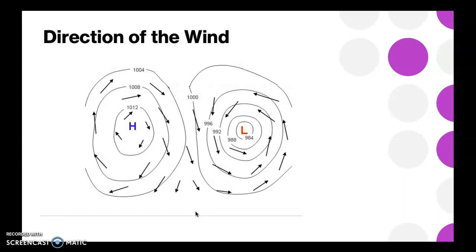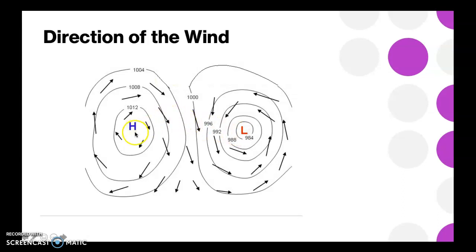Wind likes to go from a high pressure gradient to a low pressure gradient. This is because in a high pressure gradient, there are more air molecules, so it feels crowded, and so they are trying to get to a low pressure gradient where there are fewer air molecules and they feel less crowded.